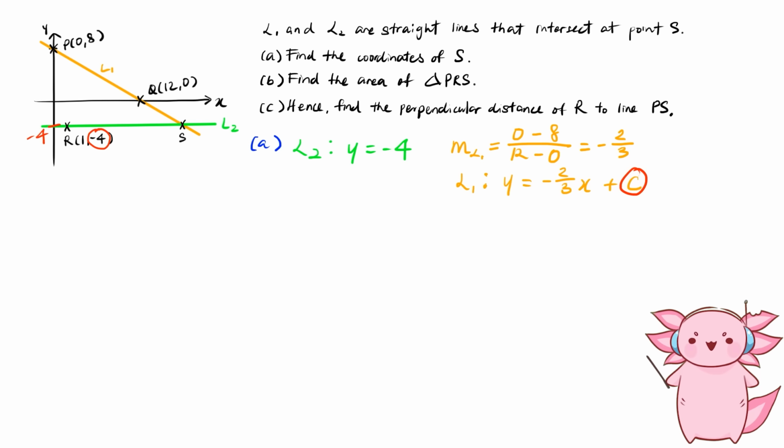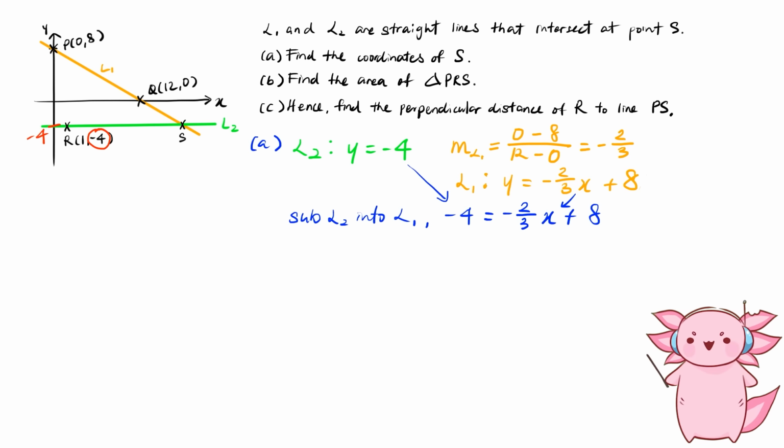To find c, I'm gonna use a big brain move because this line over here cuts the y-axis at 8 over here. So we instantly know that c equals 8. So after doing simultaneous using these two equations, we get the final answer of x equals 18 and y equals -4.